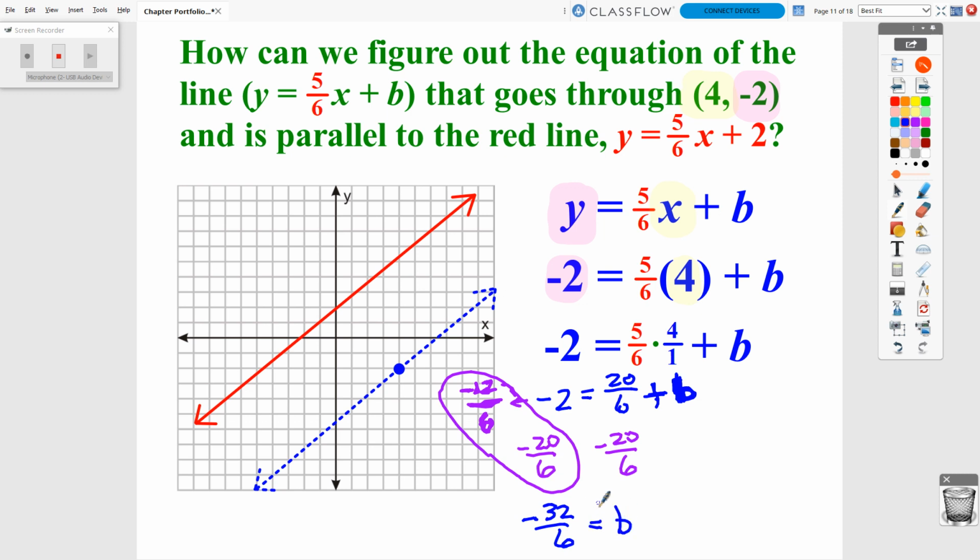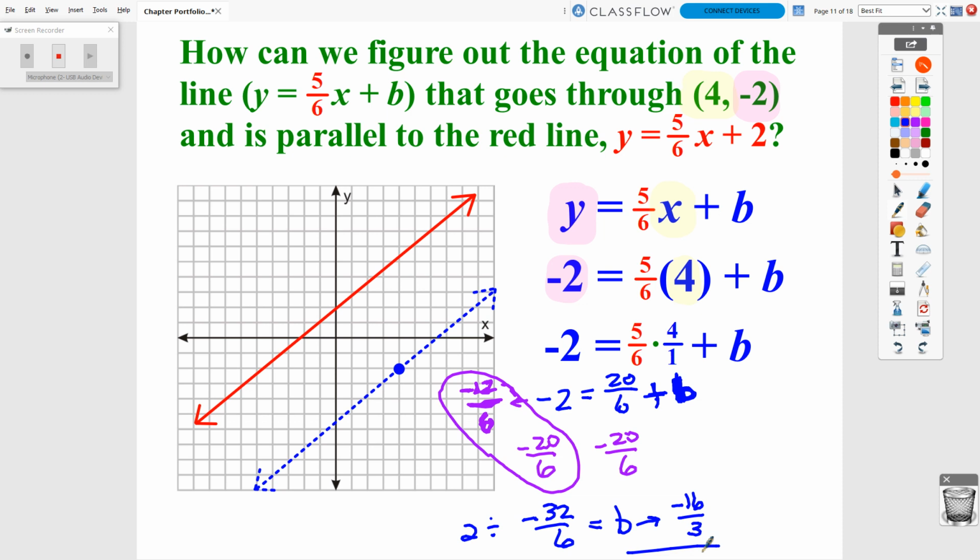And now here's where I could simplify my fraction, right? Because what could go into 32 and 6? I could divide both of those by 2, and so really b ends up being negative 16 thirds. And I'm going to leave it as negative 16 thirds. Is that the same as negative 5 and a third? Yes, it is. But I'm going to leave it as an improper fraction that has been fully simplified.